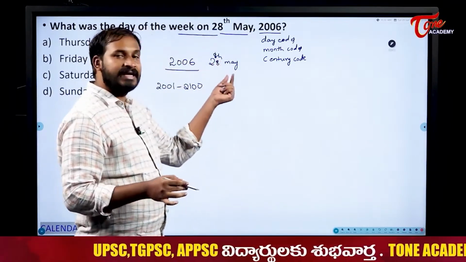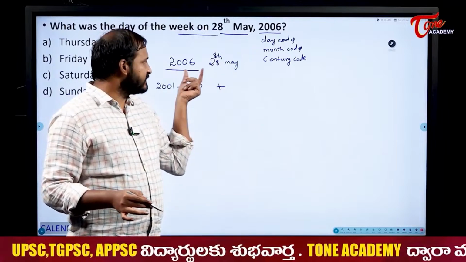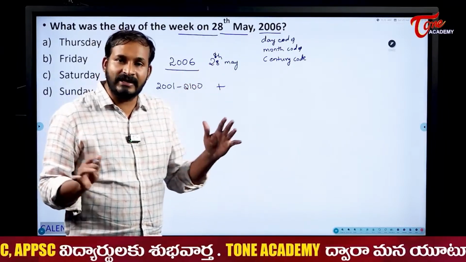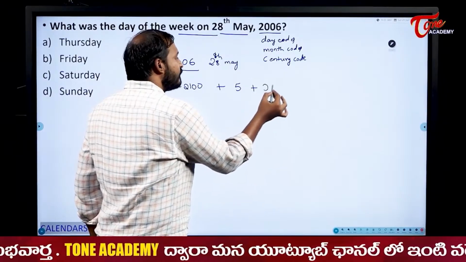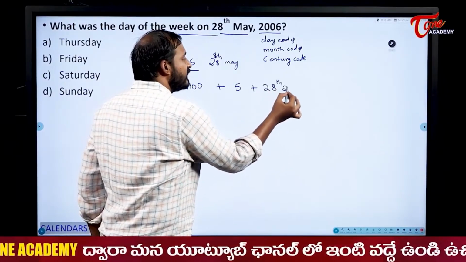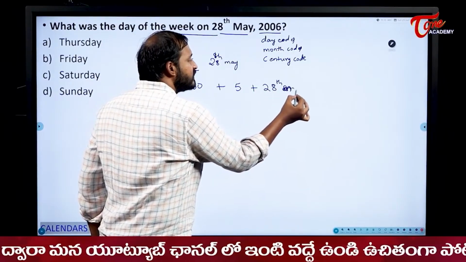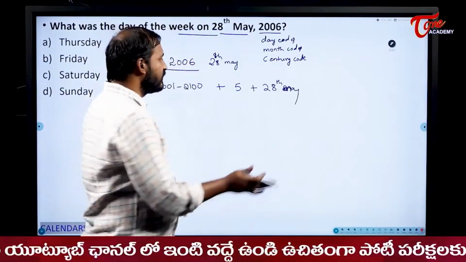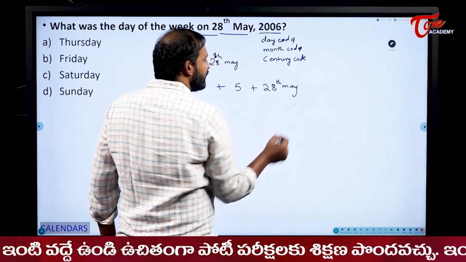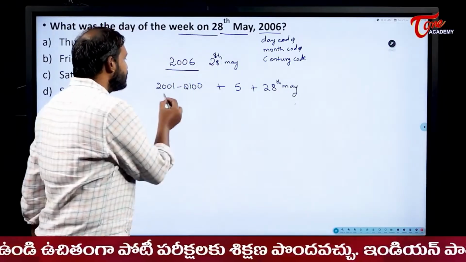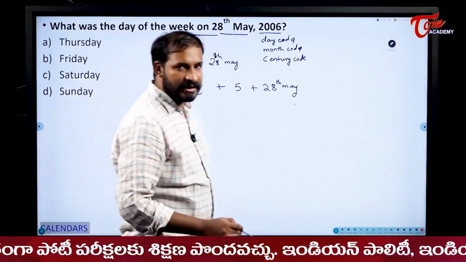Plus, in the same century already how many years are completely finished? Actually, we are finding a date in the year 2006. In the same century already how many years are completely finished? 5 years, right? Plus 28th May. This is 28th May of 2006. So that is the reason I am directly writing here 28th May. Okay, now the century code for 2001 to 2100.